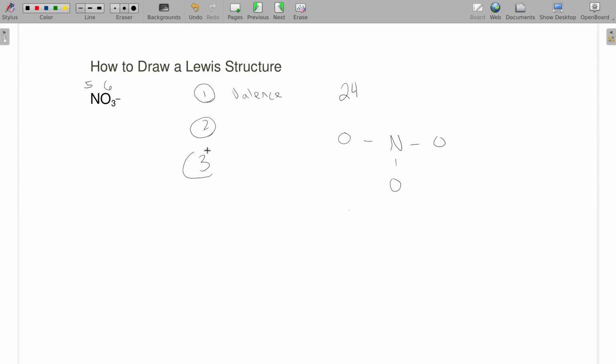Our third step, we're going to distribute the remaining electrons. So I got 2, 4, 6, and I'm going to put them on the outside atoms first. 8, 10, 12, 14, 16, 18, 20, 22, 24. And then step 4 is where we actually rearrange them to make everything follow the formal charge. That's how we did it in general chemistry.